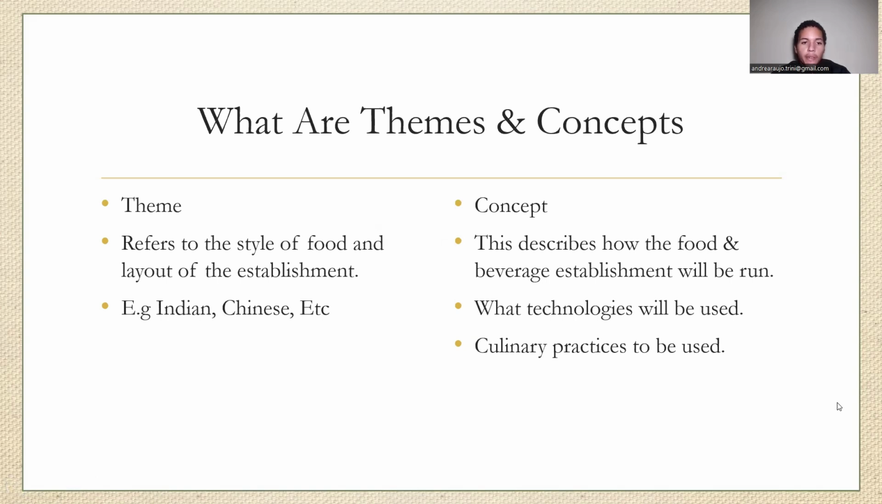Well, a theme merely refers to the style of food and layout of the establishment. Concept refers to how the establishment will run, such as the technologies used, the culinary practices, or your management styles. So, for example, a modern restaurant might put a greater emphasis on more modern equipment, combi ovens, convection ovens, and it'll focus on more sustainable sourcing practices. While the theme, for example, will usually just focus on surface level things such as the menu items, the designs on the walls, or even the uniforms of the staff.